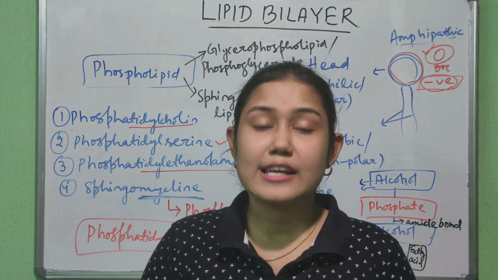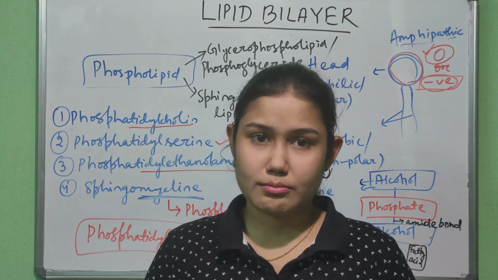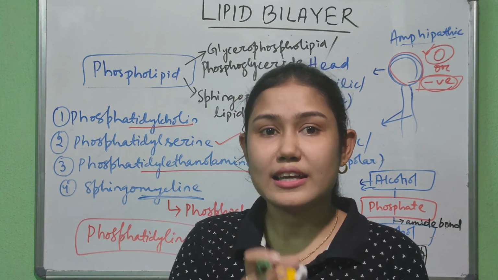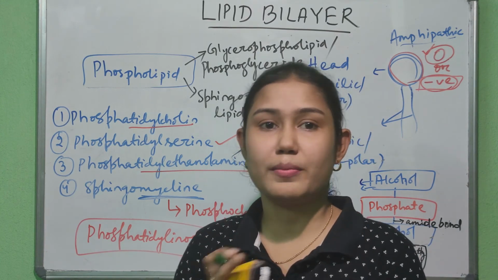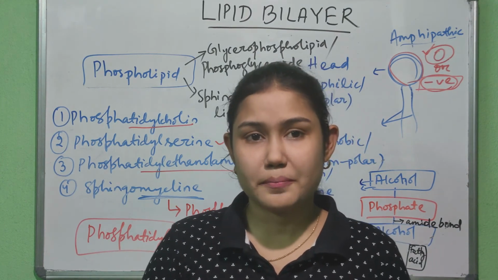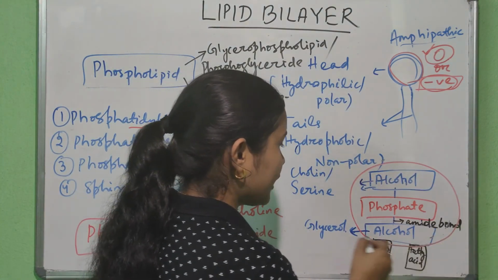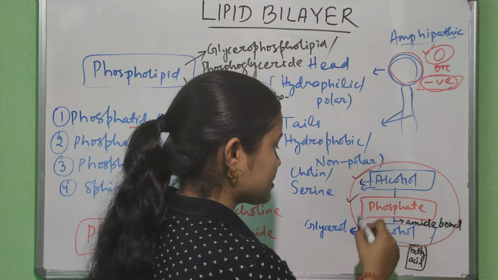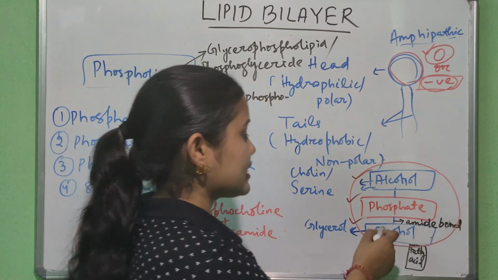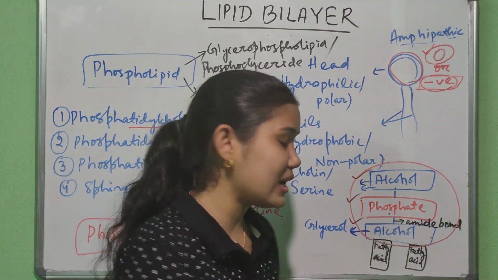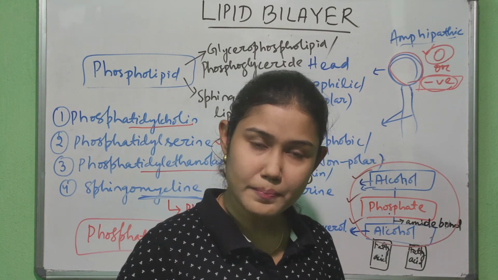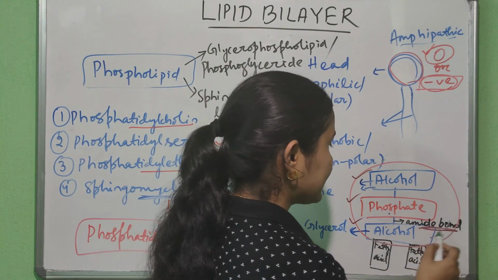So, in a phospholipid, the hydrophobicity of the tail is due to the fatty acids, because fatty acids are present in the tail and the tail is hydrophobic or non-polar in nature. Whereas the hydrophilicity is due to these 3 groups: the alcohol, the phosphate, and another alcohol which is attached to the phosphate as well as to the fatty acids. And remember the name of the bond, that is the amide bond.